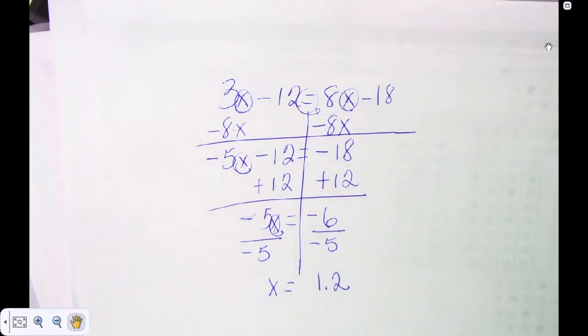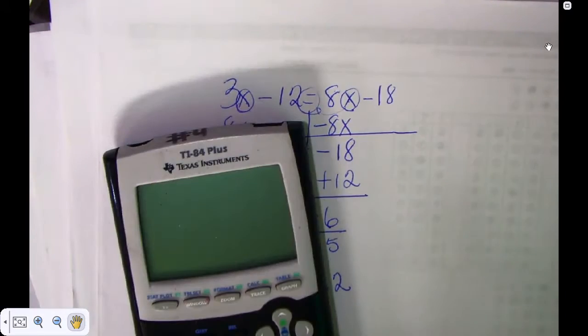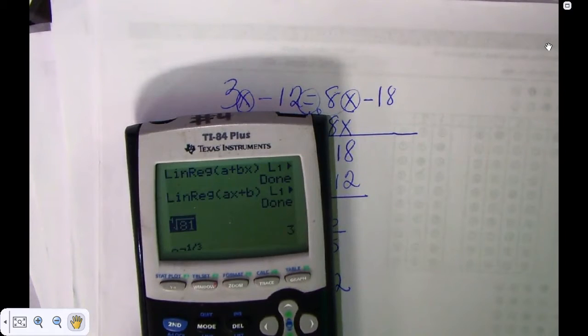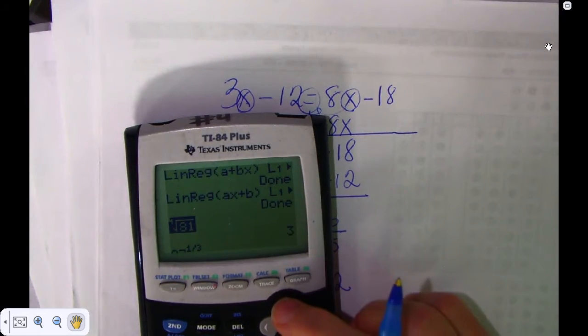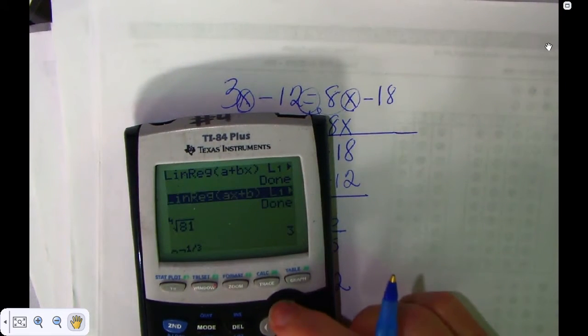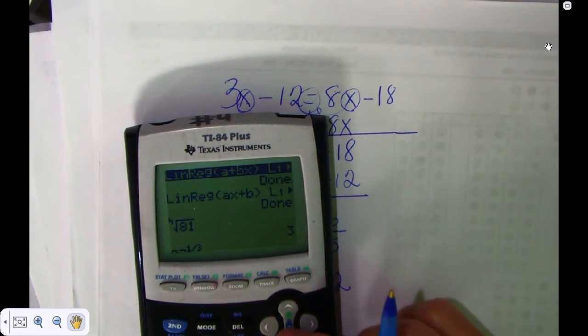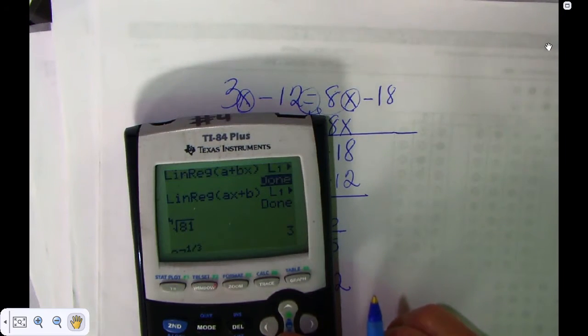I thought somebody said 1.2. Okay, get your calculator. We're going to check it. Clear it. Oh, and I forgot to tell you guys, since we updated the calculators, you can error up and go back to a previous problem. You can go back.